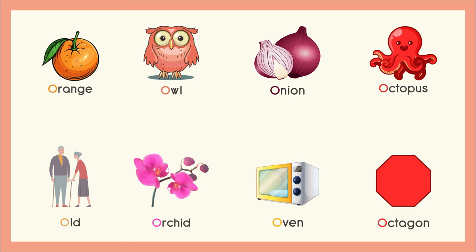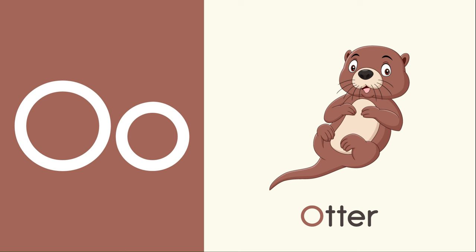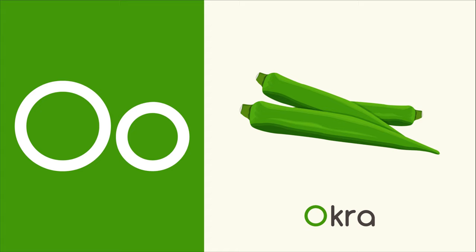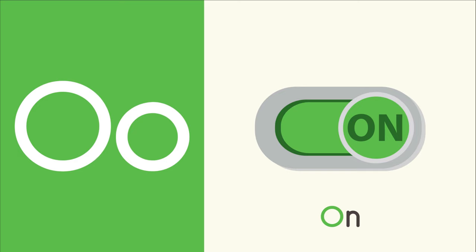O is for oboe. O is for ogre. O is for otter. O is for okra. O is for optical. O is for orbit. O is for on. O is for or.